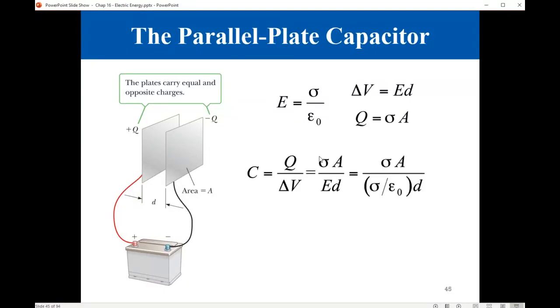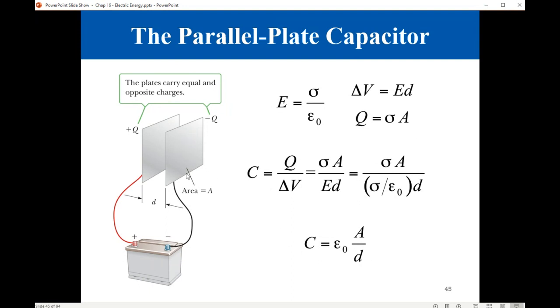So now back to the defining formula for capacitance. Q divided by delta V. Q is sigma A and delta V is ED. So we end up with this result. Substitute for E, it is sigma divided by epsilon naught. So now sigma cancels with sigma, and we end up with this very important equation for the capacitance: epsilon naught A over D.